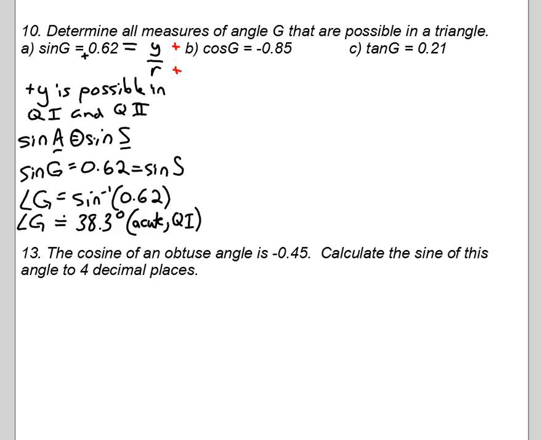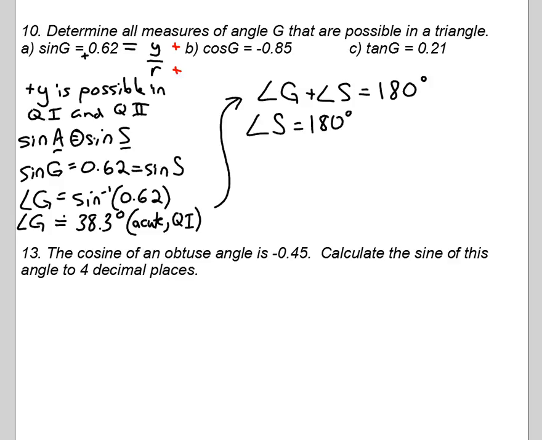So where's the second one? Well, we remember that angle G plus angle S, by definition, supplements add to 180. So that means that the supplement is 180 degrees subtract the acute angle, and that would be 180 subtract 38.3, which is going to be 141.7 degrees.